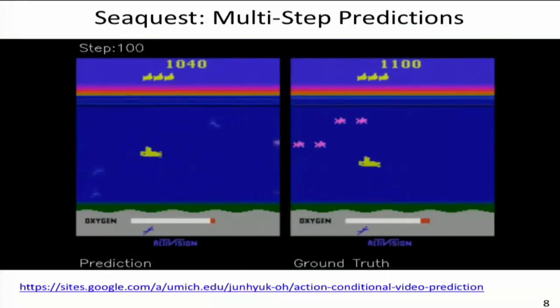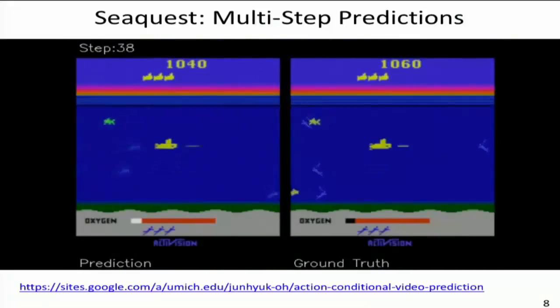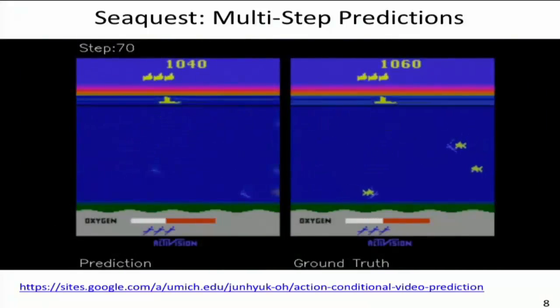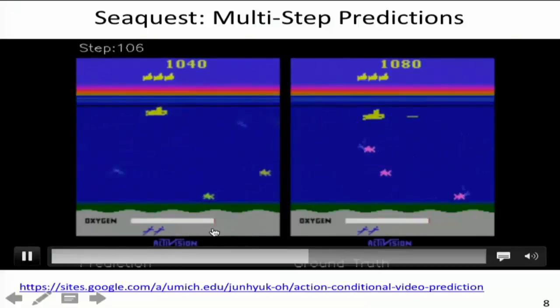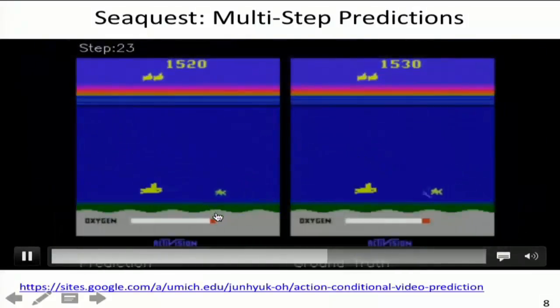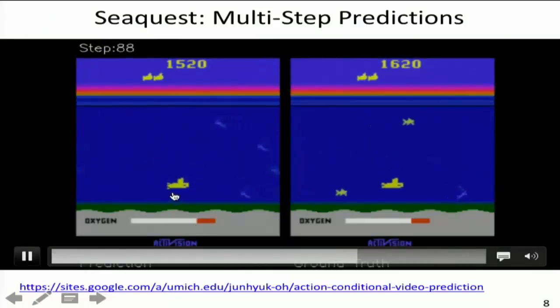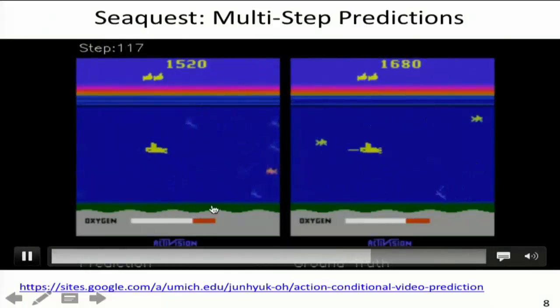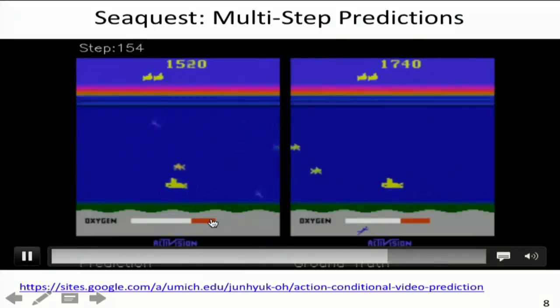But of course, it has some more errors in predicting other objects that it doesn't have control over, such as movements of the enemies and so on. But still, it's able to predict some events like scoring or decreasing oxygen, and also increasing the oxygen when the agent goes up on the top of the water to recharge the oxygen.